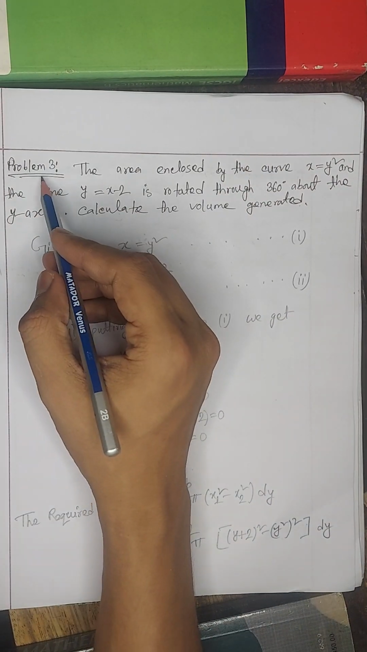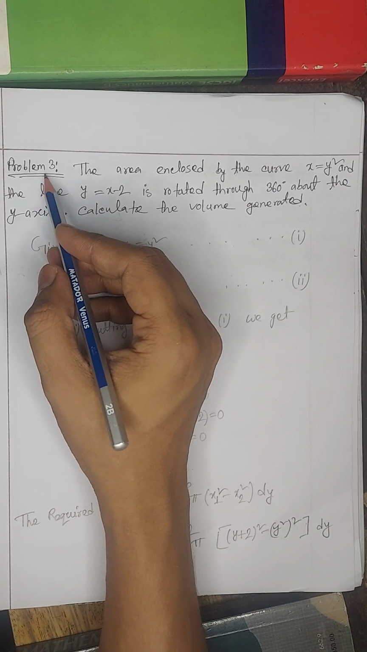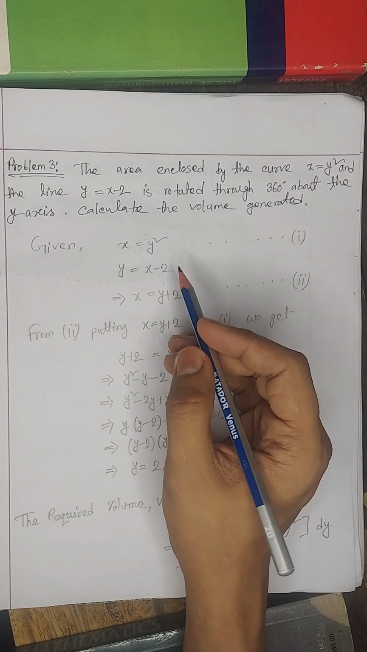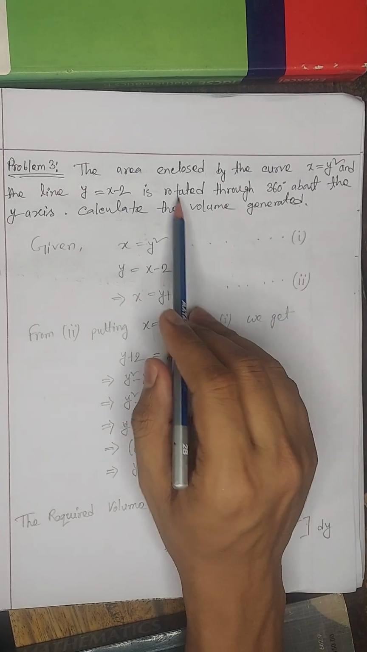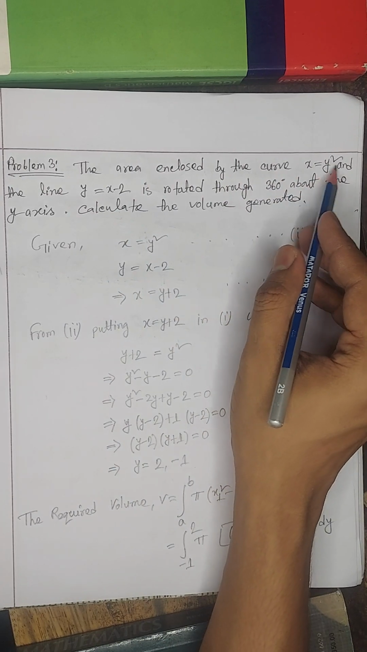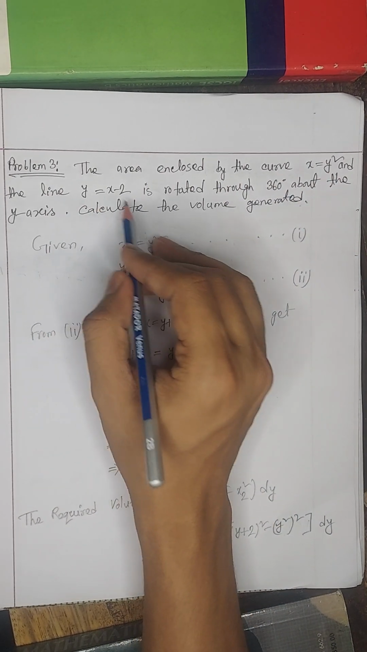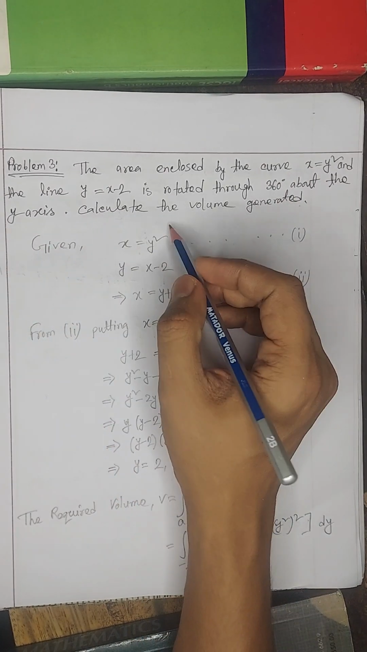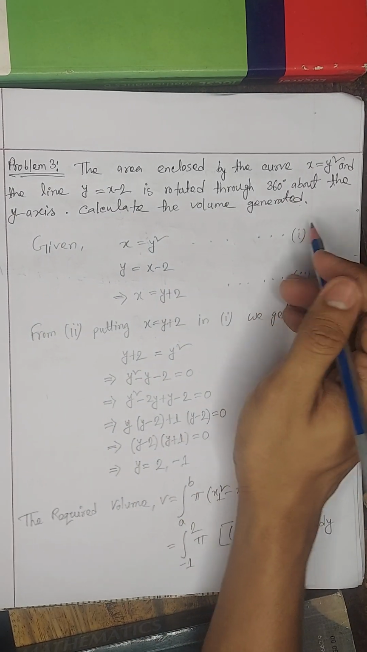Though it is problem 3 here I wrote, I will discuss this as the second problem. Here the area enclosed by the curve x equal to y square and the line y is equal to x minus 2 is rotated through 360 degrees about the y axis. So we have to calculate the volume generated.